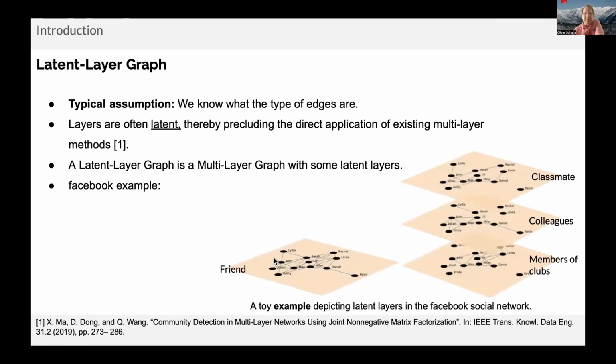Here's another example. If you take a friendship relation, say from Facebook, the data just tell you that, say, Lydia is friends with Sarah, Kevin is friends with Daniel. But if you think about your own Facebook friends, you have different types. You have the people that you're friends with because they're classmates, the people that you're friends with because they're colleagues, people maybe sharing similar interests or in the same club. And so our question is, can we recover these different types of relationships?